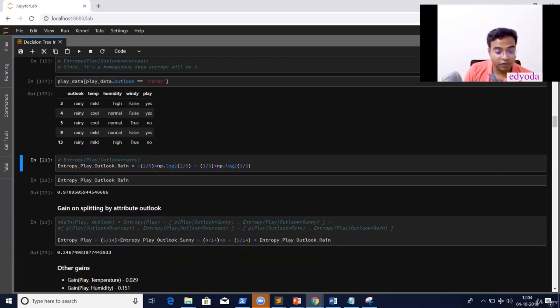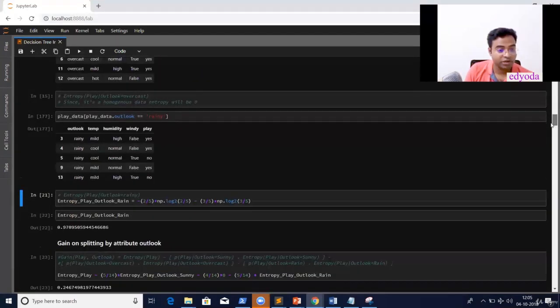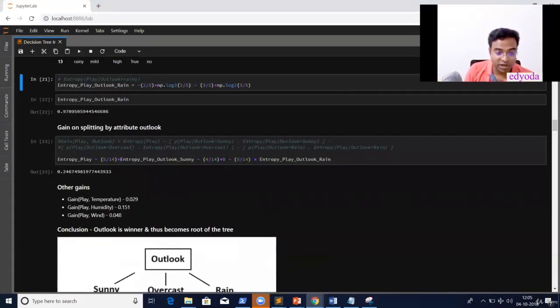4 by 14 is for overcast, right? See here, overcast. And since the entropy is 0, we multiply 0 over here. 5 by 14 and entropy of play when it is rainy. So on doing the entire thing, we get the value like this, 0.2467, right? In a similar way we'll be calculating for temperature, humidity, and wind, and these are the information gains.